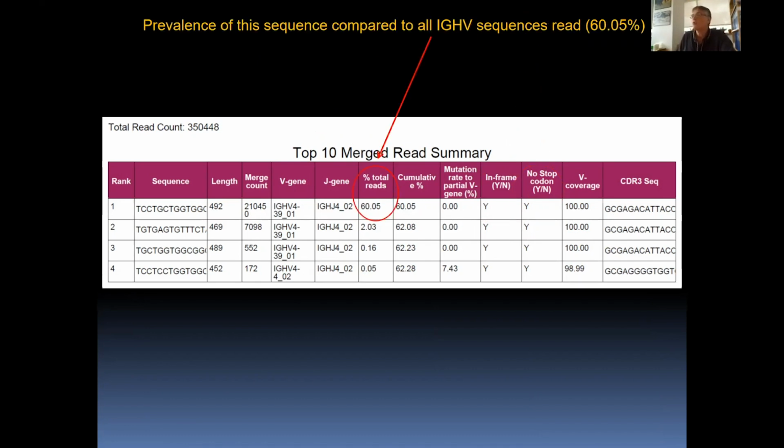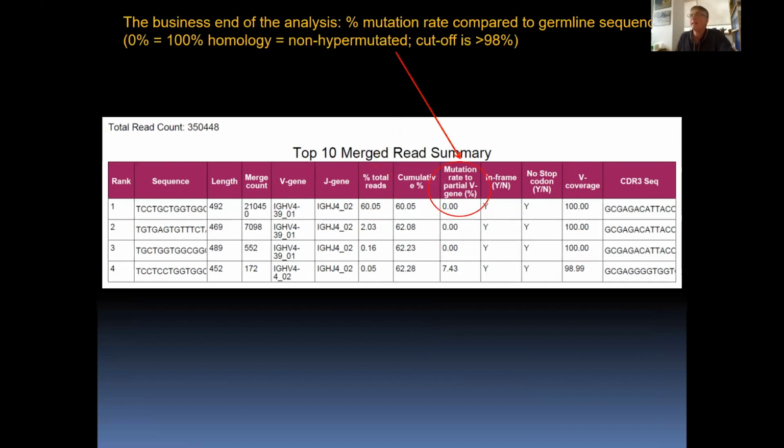And now we go to the percentage of this fragment present as opposed to all of the other 350,000 fragments. So you can see over 60% of all of the 350,000 fragment sequences are exactly this clone. So this is a very good illustration that you do have a clonal population of B lymphocytes with precisely this rearrangement. And now this is the business end of the analysis.